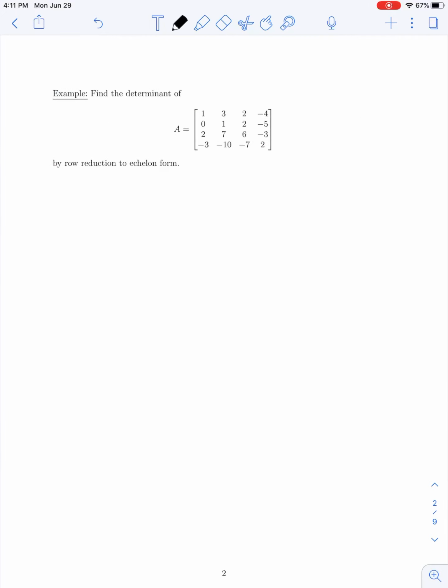In this next one, we have a 4x4 matrix, and we're told to find the determinant by row reduction to echelon form. So let's take a look here. We want the determinant of this matrix.